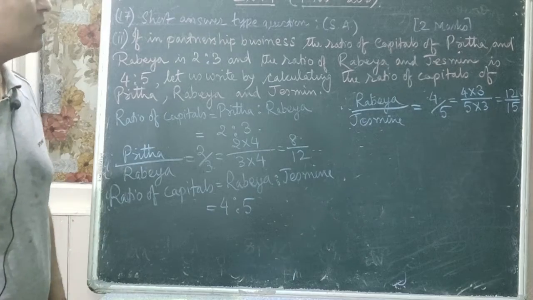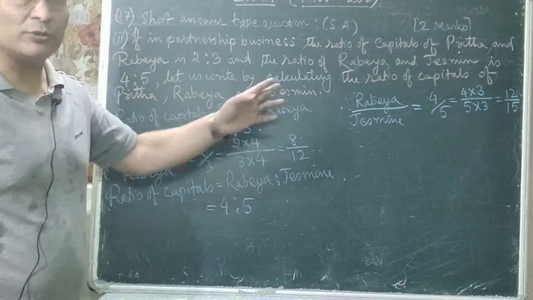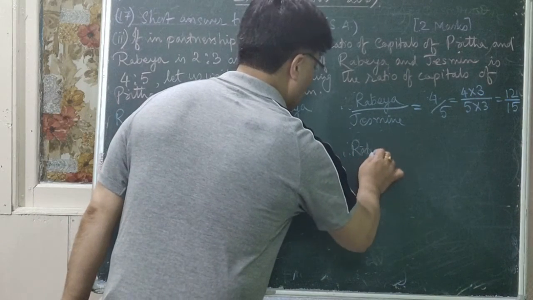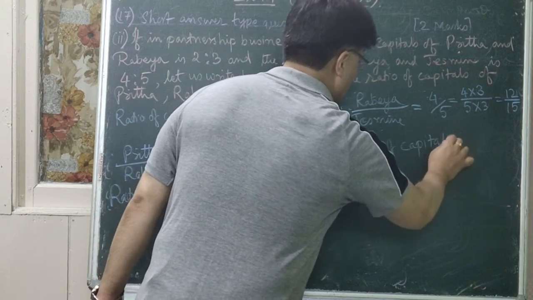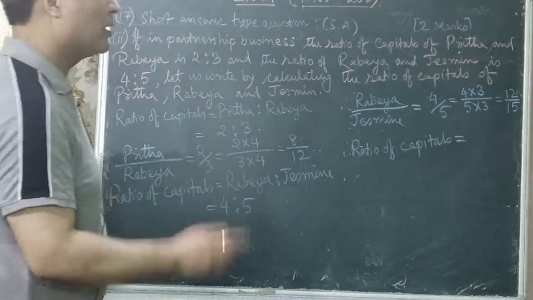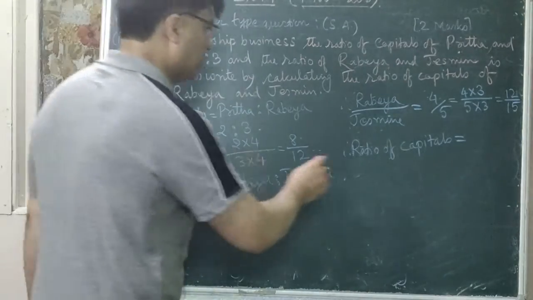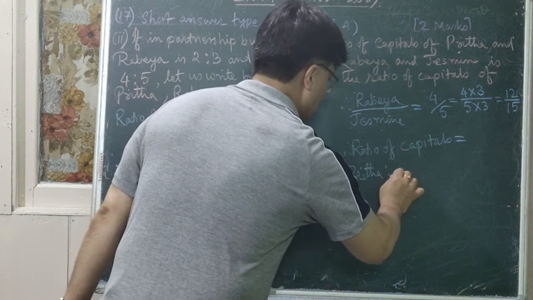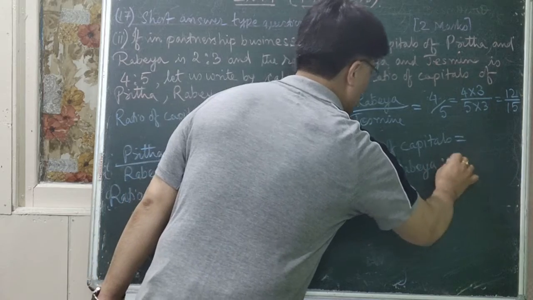Now you can write down the ratio of capitals. Therefore, the ratio of capitals is equal to, now you have to find out the ratio of capitals of Preetha is to Rabia is to Jasmine.